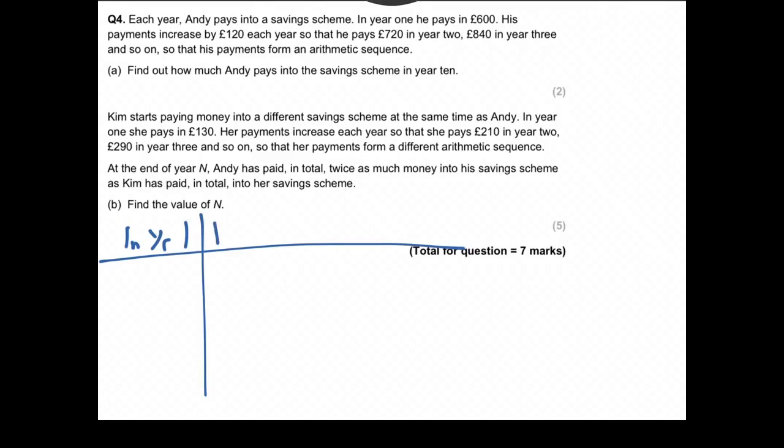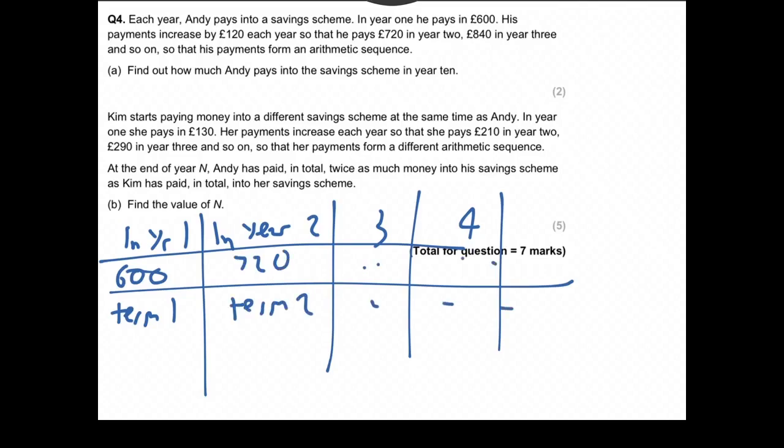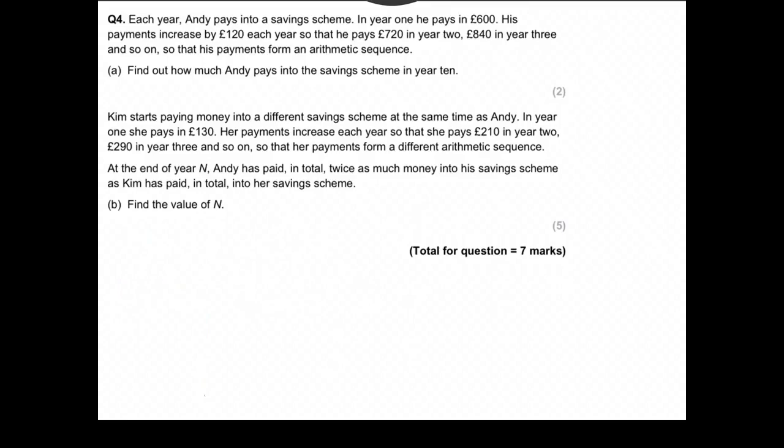Then we've got in year 2, etc., etc. 3, 4. And he pays in 600. So we call that term 1. We can have 720, it's going to be term 2, etc., etc. So we can see, based on the wording for this question, that year 1 corresponds to term 1. So the year and the term are the same, so we don't need to worry too much about this one. But they won't always be, so it's worth doing a table just so you can be sure that when you say year and term, you know what you're talking about.